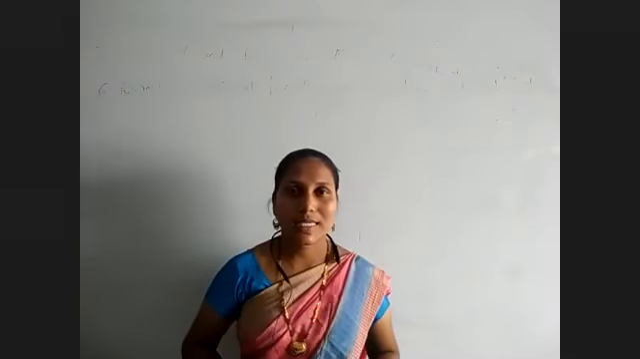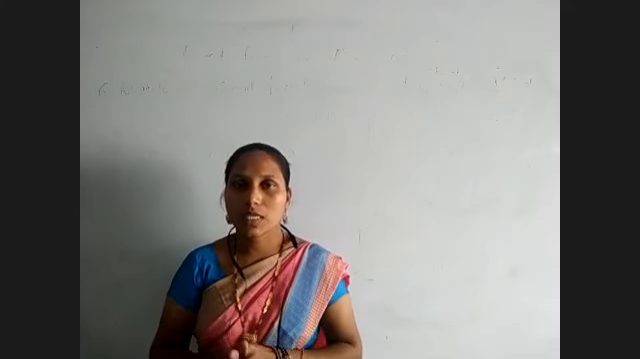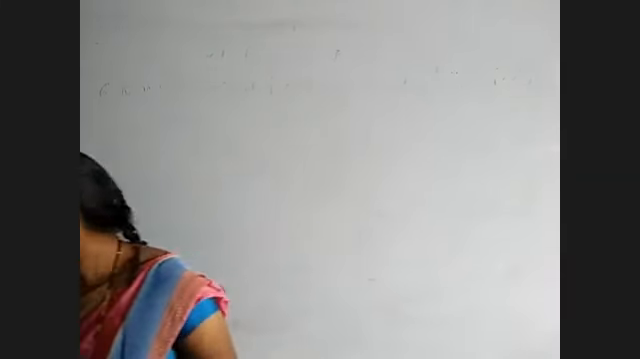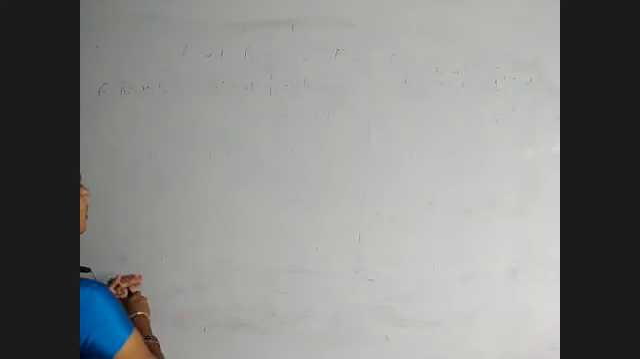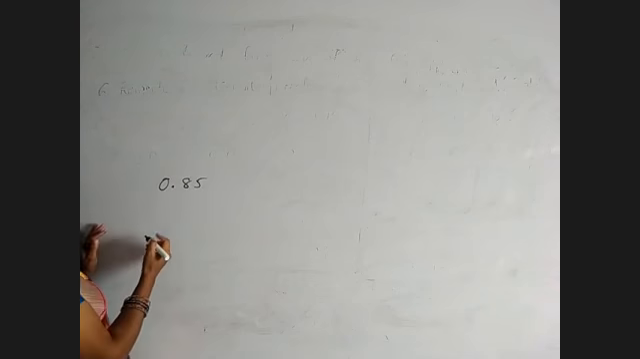With this, the exercise 7.4 problems are finished, and in our next class we will discuss how to add and subtract decimal numbers. Once observe this type of questions, conversion. See, when I give 0.85, suppose I have given like this, it is a decimal number.